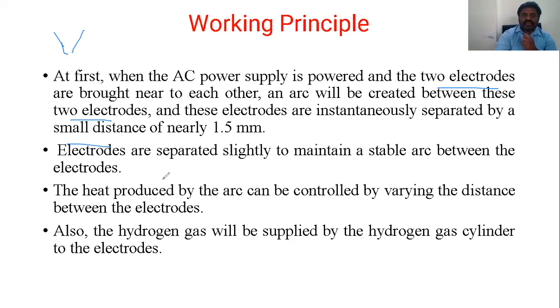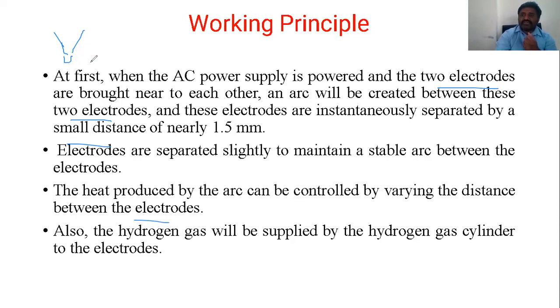Okay, so here a small distance of nearly 1.5 mm separates the electrodes, slightly, to maintain a stable arc between these two electrodes. We will have an arc between the two electrodes here, and heat is produced by the arc, controlled by varying the distance between these electrodes.